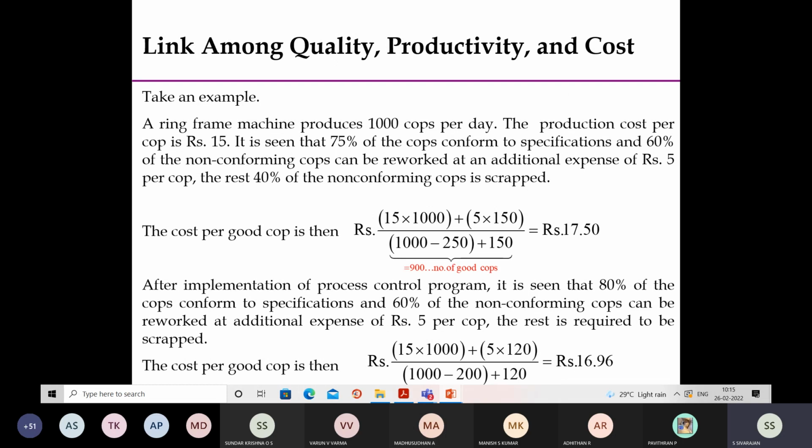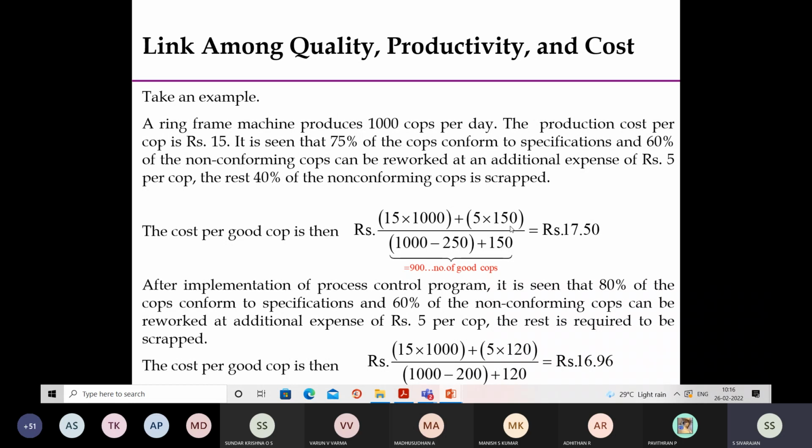Already I have discussed it, but very quickly I'll tell. One machine is making 1000 components. The production cost is 15 rupees. Only 75% conform, which means 25% are not conforming to specification. 60% of the non-conforming ones we can rework at an additional 5 rupees, and 40% are scrapped. So this is the analysis. We are having 15 into 1000, that's what the cost is. We are making 1000, whether defective or not, the cost is 15 rupees each, 15 into 1000.